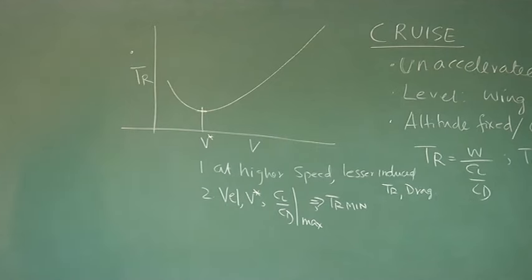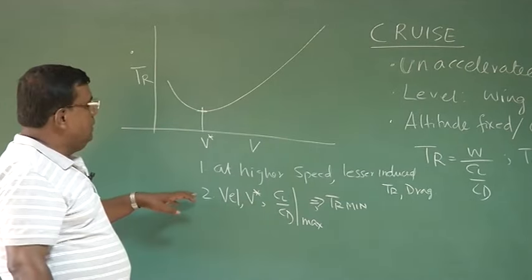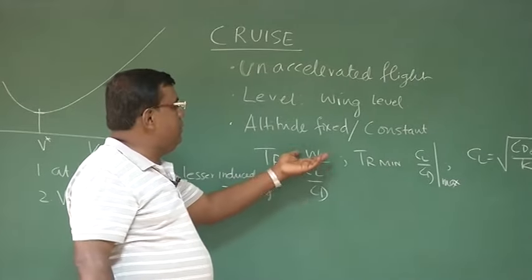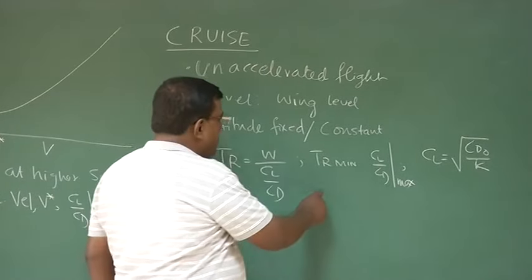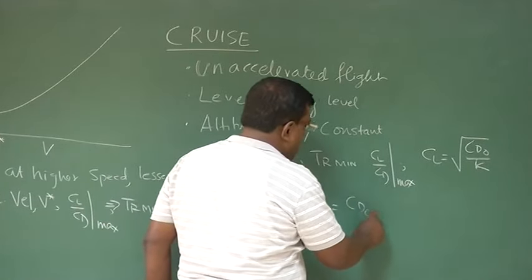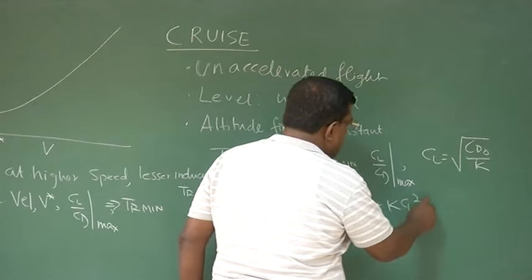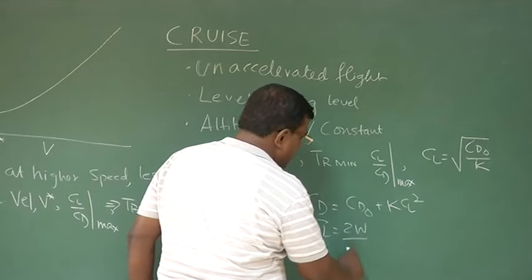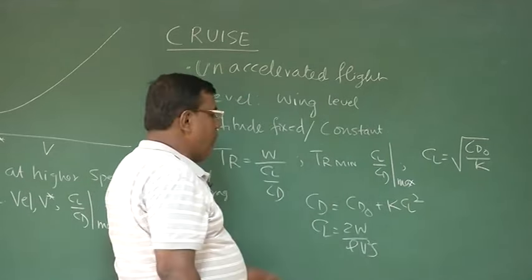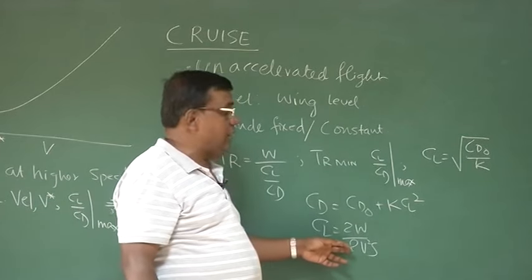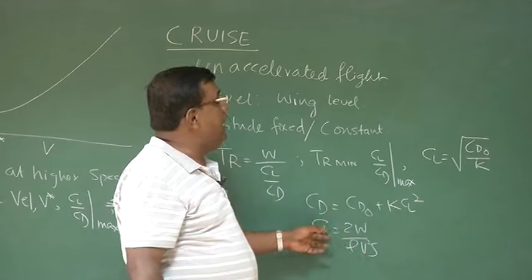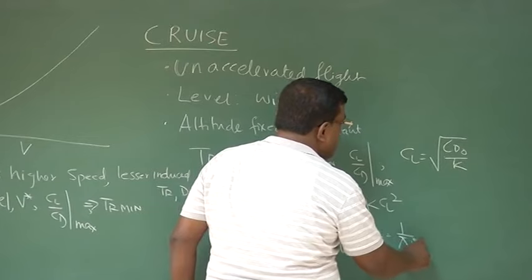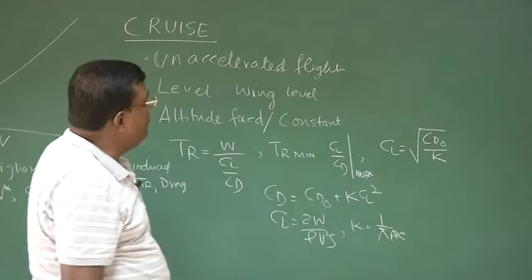Right? I also understood how to calculate thrust, because we know thrust is W by CL by CD. And from the drag polar, I know CD equals CD naught plus K CL square. And for level flight, CL is nothing but 2W by rho V square S. So given weight, speed, and density, that is at what altitude I'm flying, and the wing area, I know CL. K I know, because K is 1 by pi aspect ratio e. So I can calculate CD.